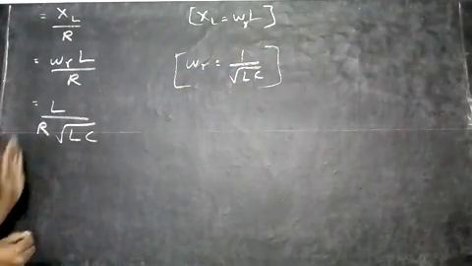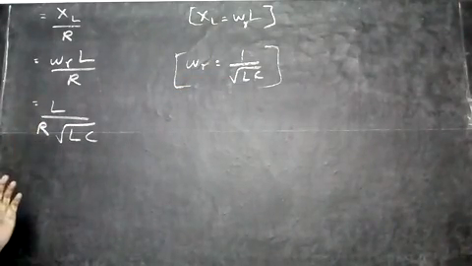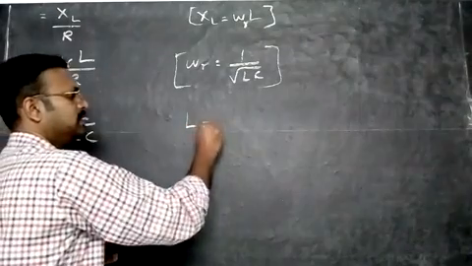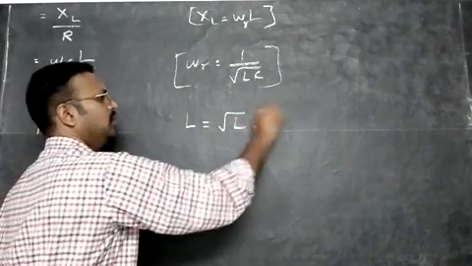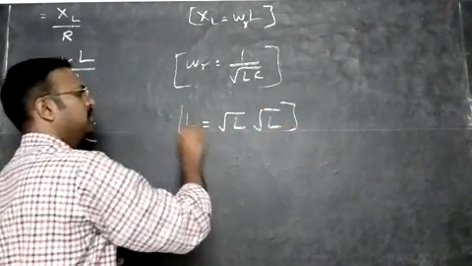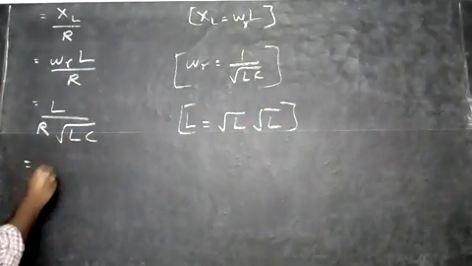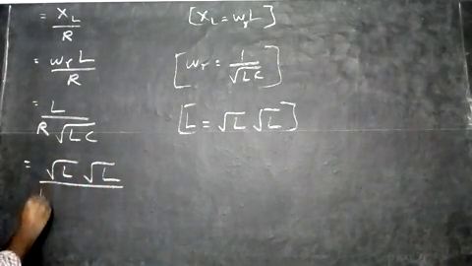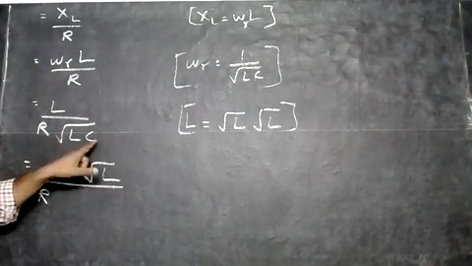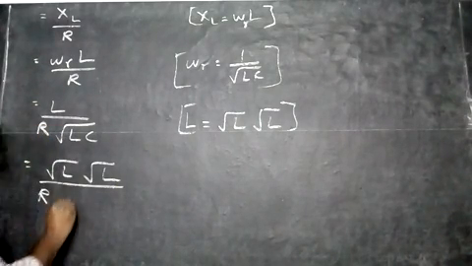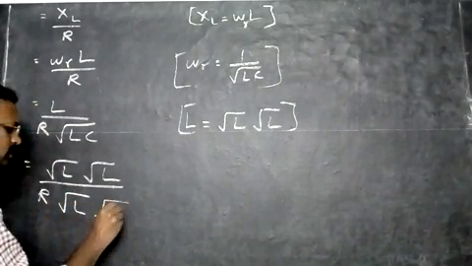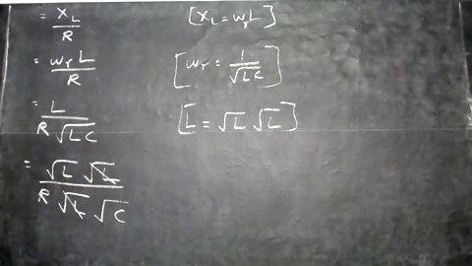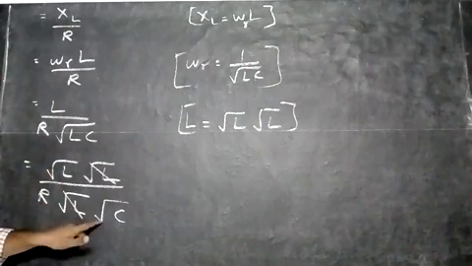Now you see this L, we can write as root L into root L. So L is equal to root L into root L. This way you can substitute here. Instead of writing L, we write root L into root L divided by R, and then root LC is there. We can split that into root L into root C. Now one root L will cancel, so what you get is root L by root C.